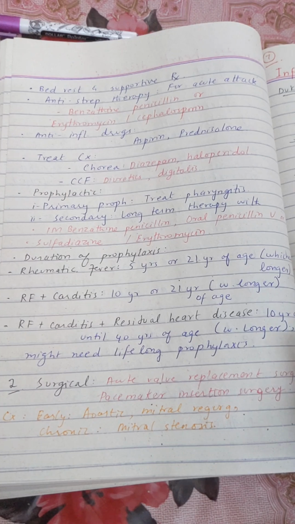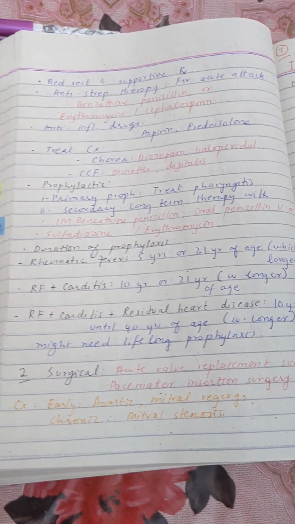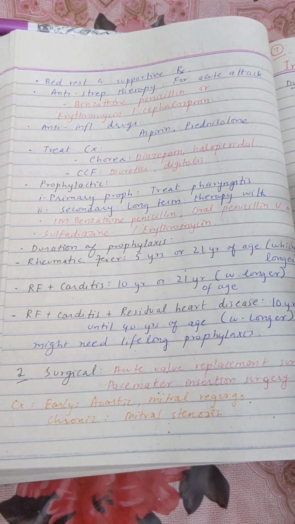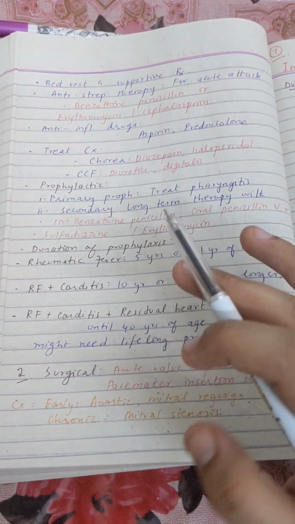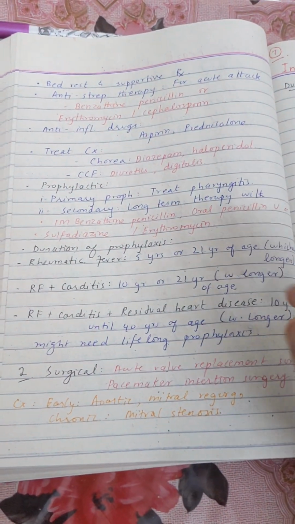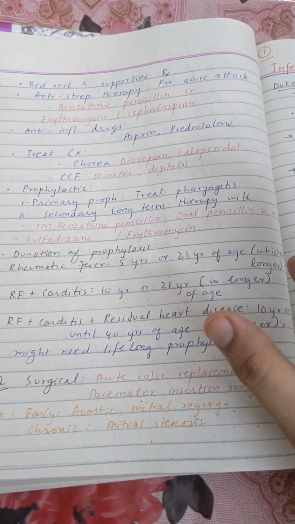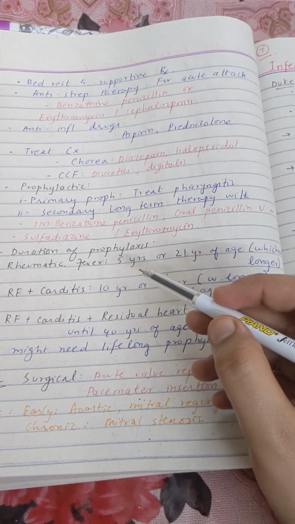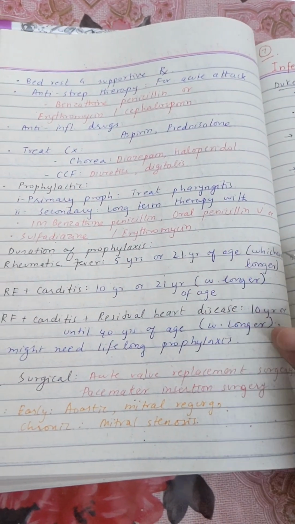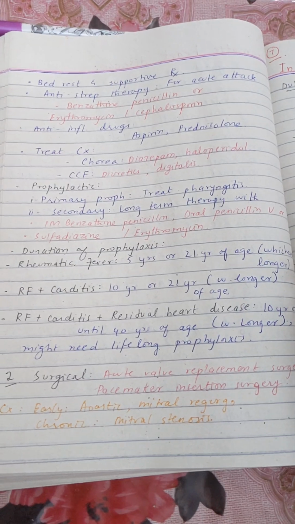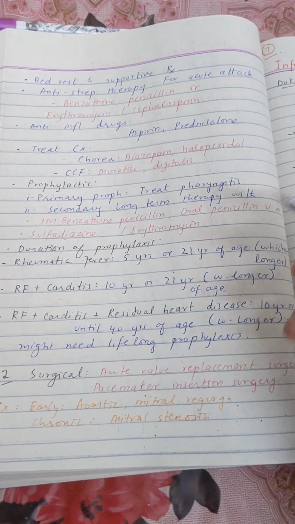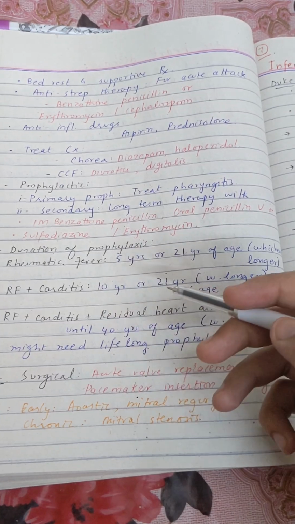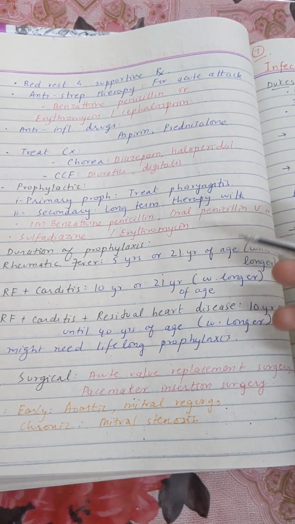An important question which is asked many times in SEQs as well is what will be the duration of this long-term prophylaxis. So if the child only suffered with rheumatic fever and there was no heart disease, there was no carditis, then you need to give prophylaxis only for 5 years or until 21 years of age, whichever is longer. Okay, but if he had rheumatic fever and there was carditis as well, then you need to give prophylaxis with antibiotics for 10 years or until 21 years of age, again whichever is longer.